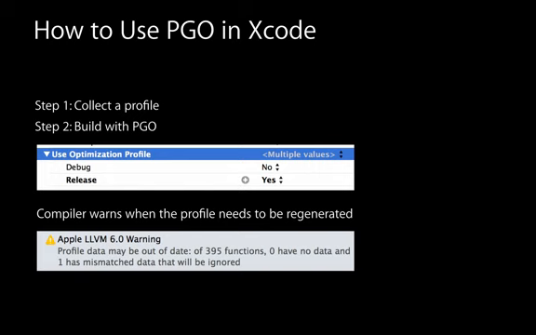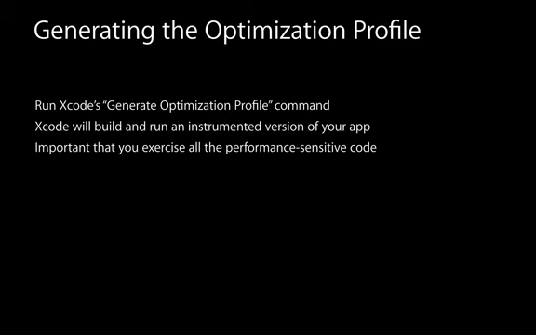So let's turn now and look at how you generate the profile. Xcode 6 has a new command, generate optimization profile. When you run this command, Xcode will build the special instrumented version of your app and then run it. And you can then interact with the running app to generate the profile. When it finishes running, it will write out the profile and add it to your project.